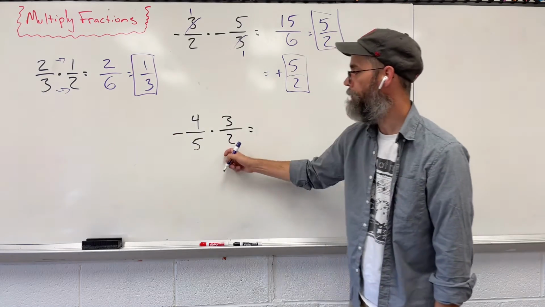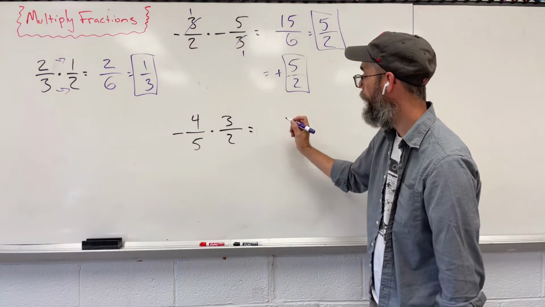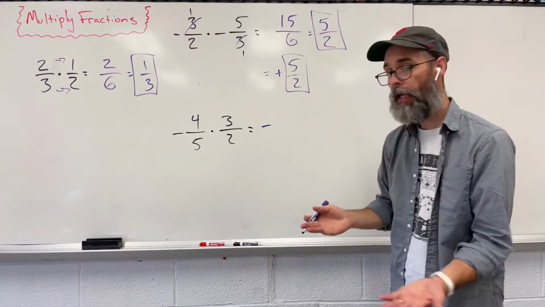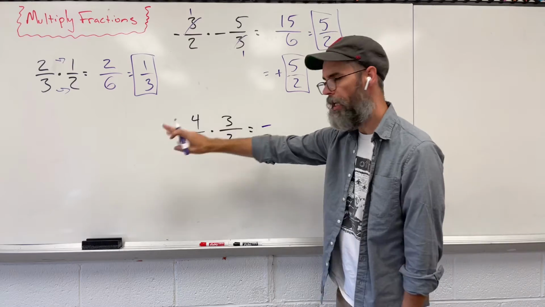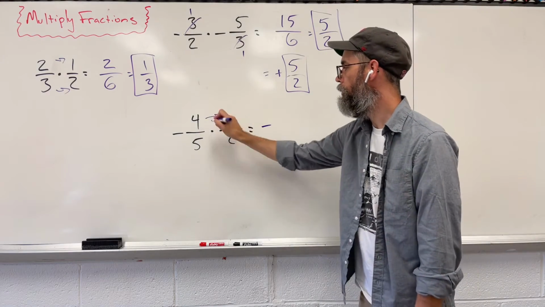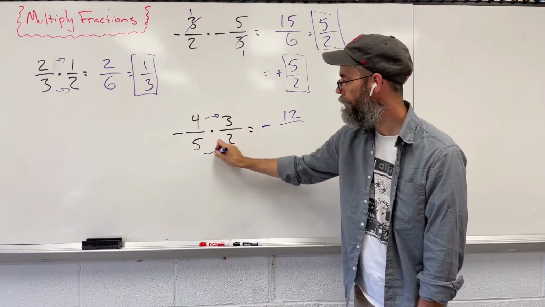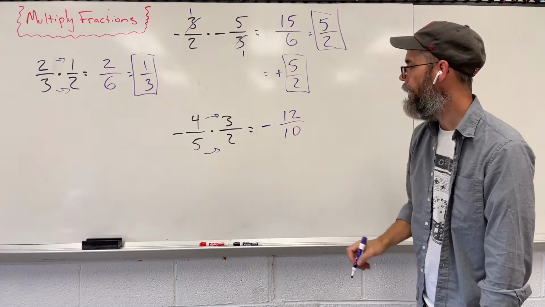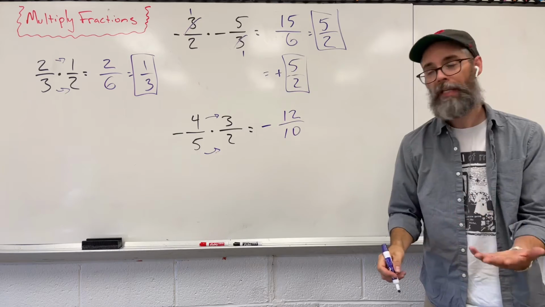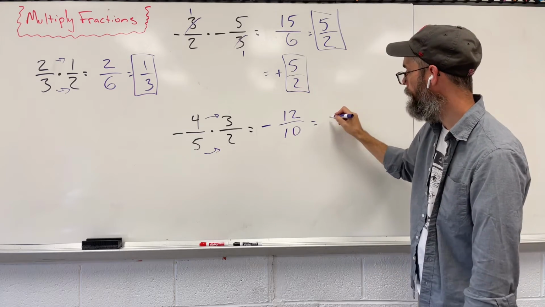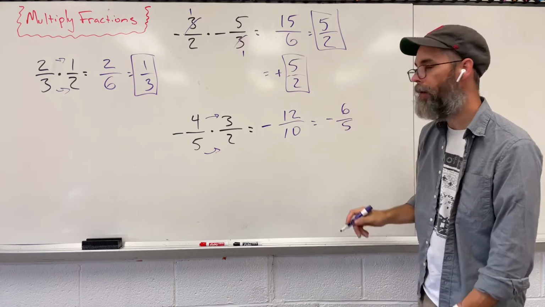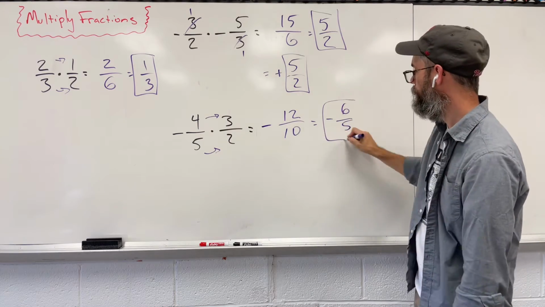We have a negative times a positive. Automatically, I know my answer is going to be negative. So I can ignore that. Let's move straight across. 4 times 3, 12. On the bottom, straight across, 10. I can simplify that. They're both even numbers. Cut them in half, divide by 2. We then get negative 6 over 5. We call it a day.